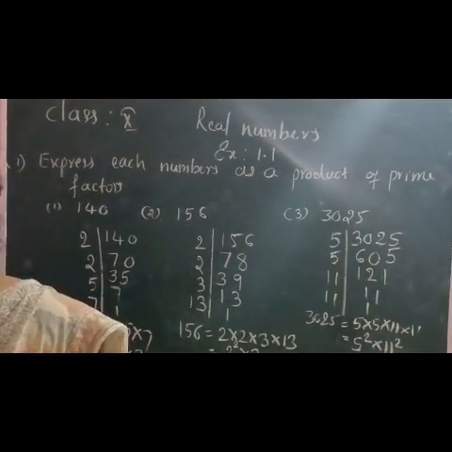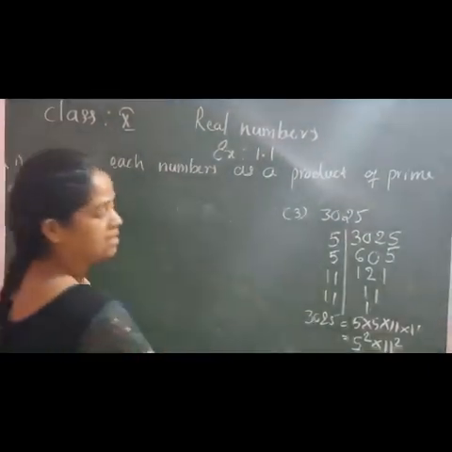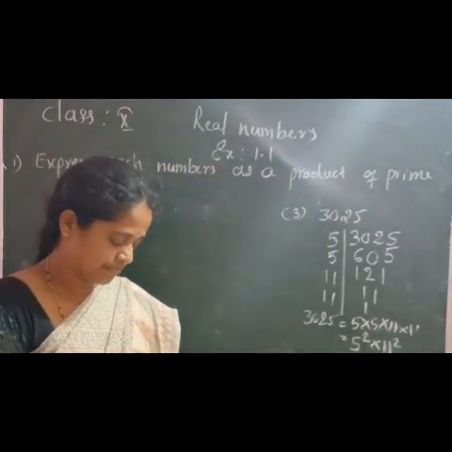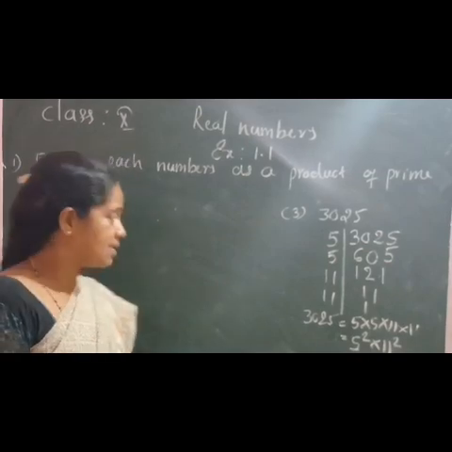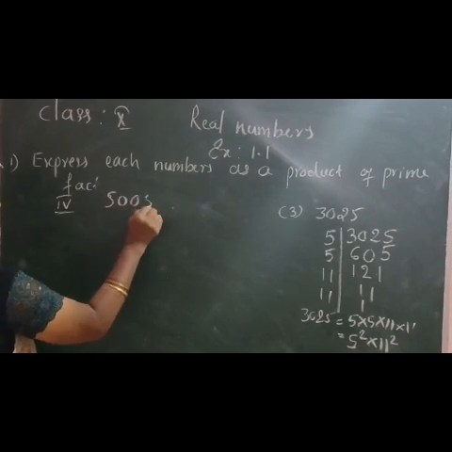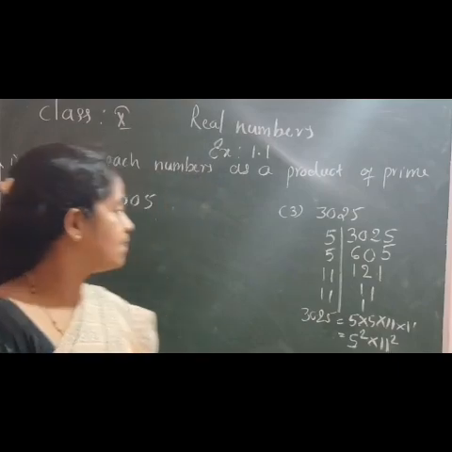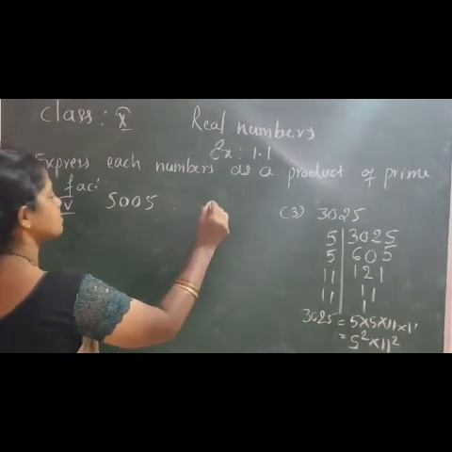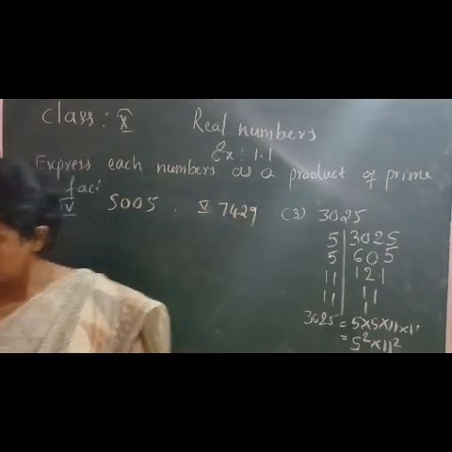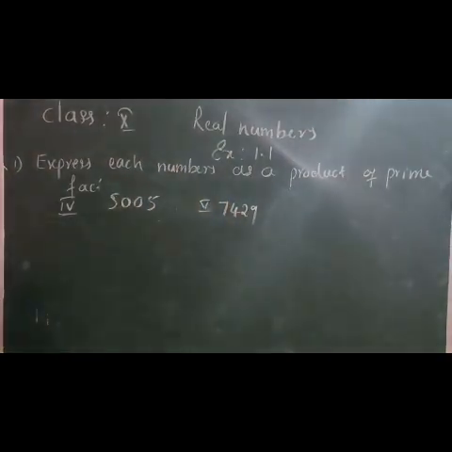Let us go for the next problem. Totally, in the first exercise, there are 5 sums. The next number is 5005, and one more number is 7429. This is the last problem. Okay, so let us start here. The method is exactly the same.